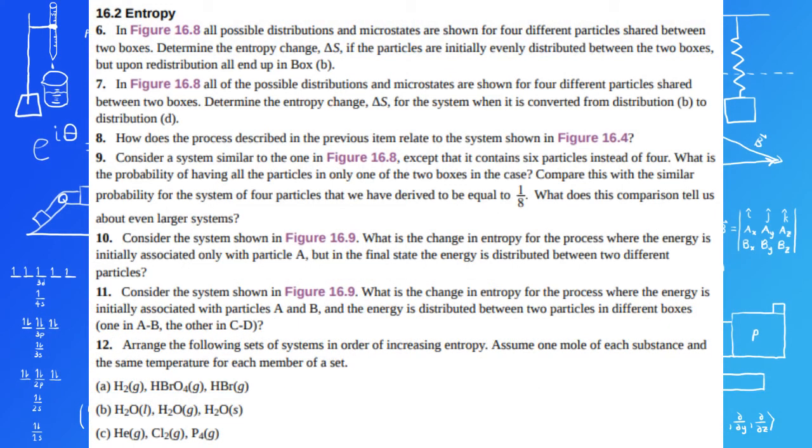Anyway, what do they want? What is the change in entropy for the process where the energy is initially associated only with particle A, but in the final state the energy is distributed between 2 different particles?